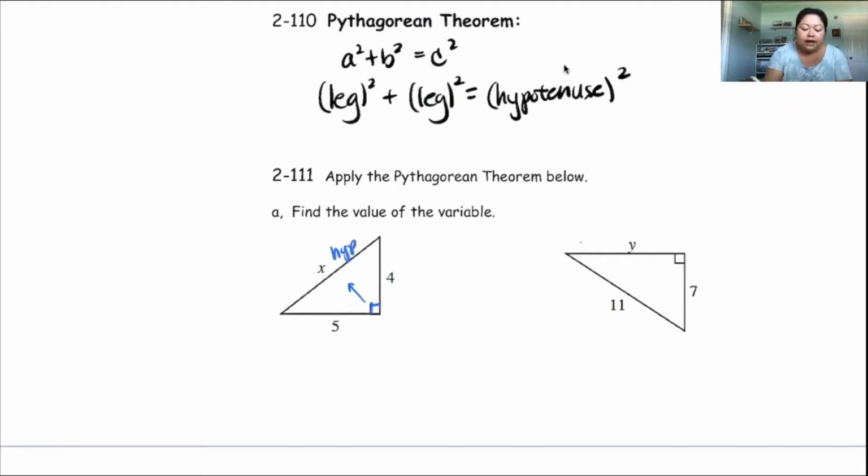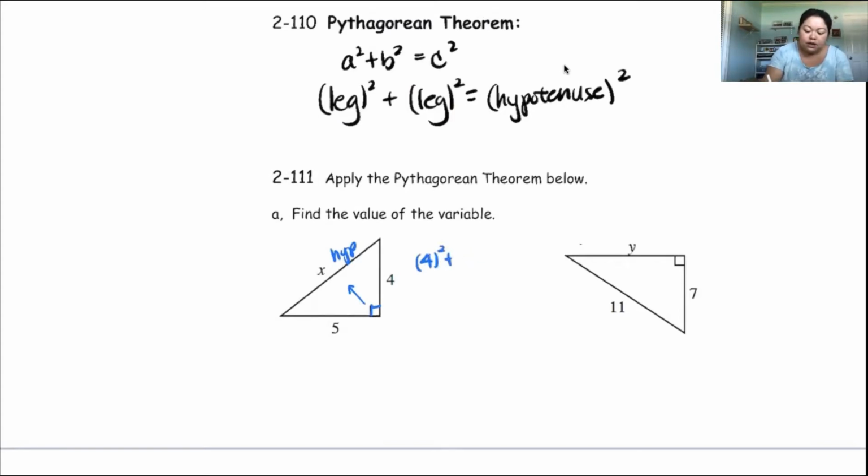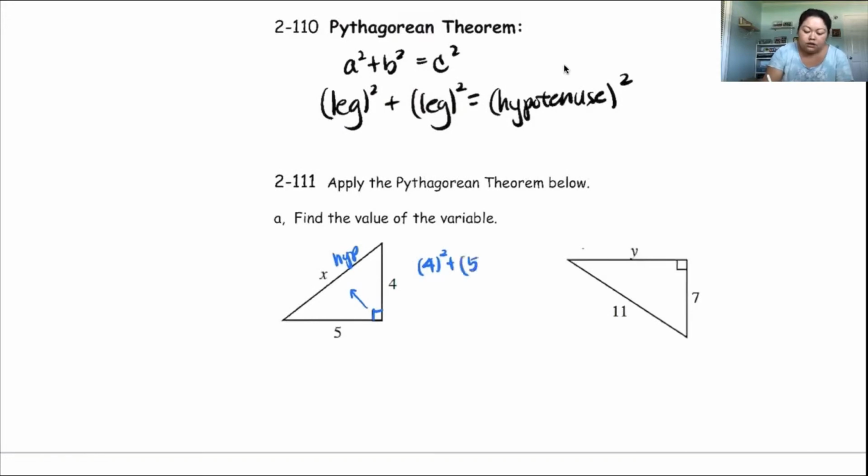Therefore, this must be the hypotenuse. That means the 4 and the 5 are legs. Doesn't matter which one's which, right? Because in the formula it says leg squared plus leg squared equals hypotenuse squared. So leg squared plus leg squared must equal hypotenuse squared.